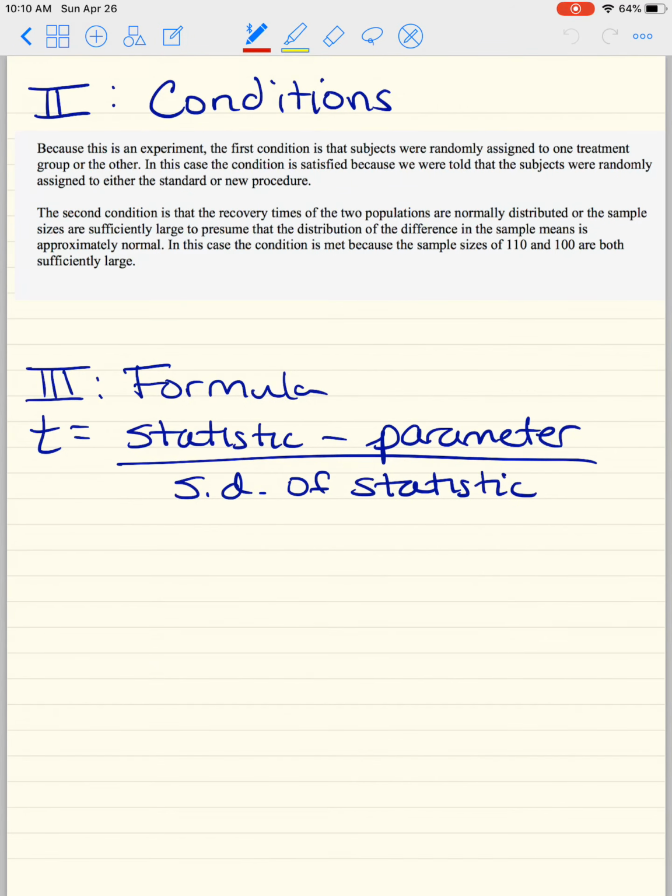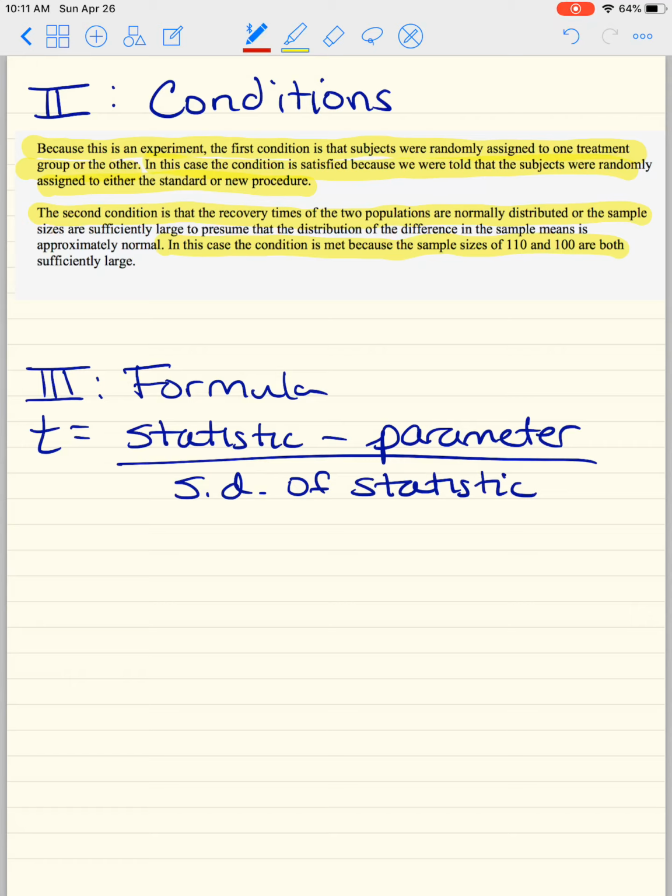So conditions. Because this is an experiment, the first condition is that the subjects were randomly assigned to one of two groups. In this case, the condition is satisfied because we were told the subjects were randomly assigned. The second condition is that the recovery times of the two populations are normally distributed. What we notice here is that they state what the conditions are and then show how each is satisfied. So it's satisfied because of 110 and 100. Okay, that was good.